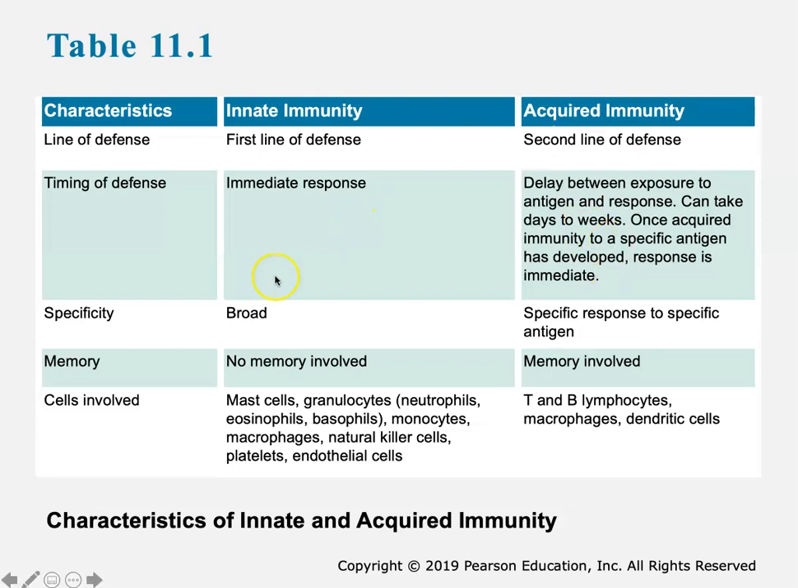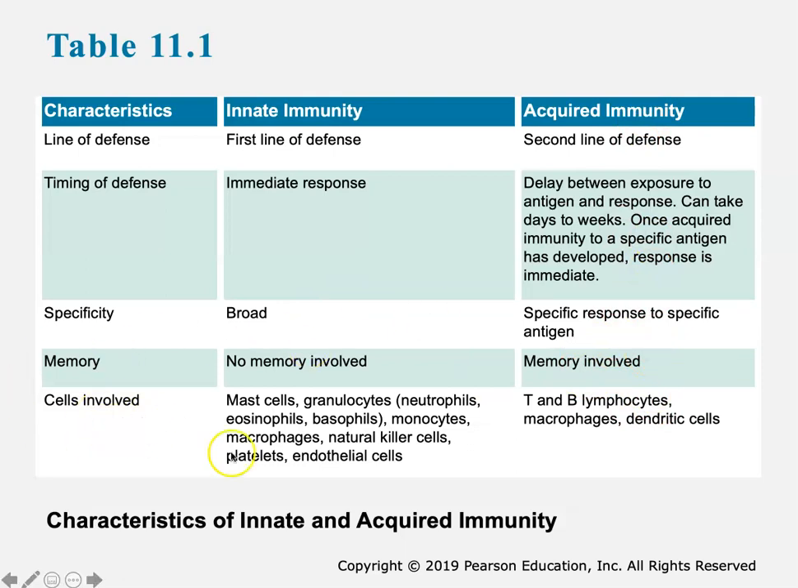Again, like I said before, for acquired, it's specific. For innate, it's just a broad, general sort of response, okay? Memory, there is no memory in innate, but obviously memory is involved in acquired immunity. I just talked about that a lot.